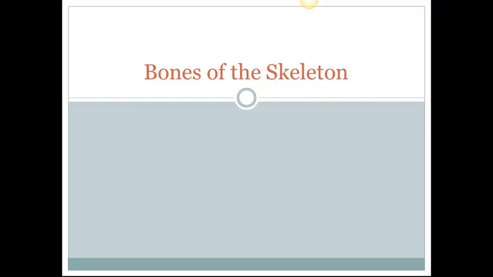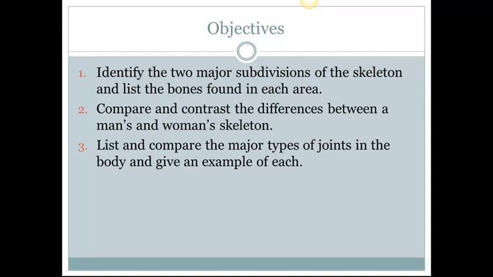Bones of the Skeleton lecture. The objectives for this lecture are to identify the two major subdivisions of the skeleton and list the bones found in each area, compare and contrast the differences between a man and a woman's skeleton, and list and compare the major types of joints in the body and give an example of each.